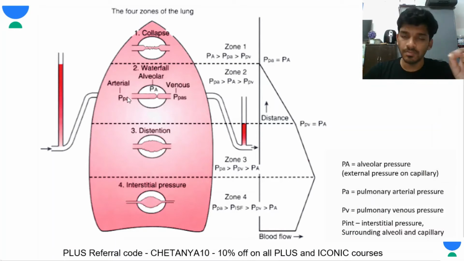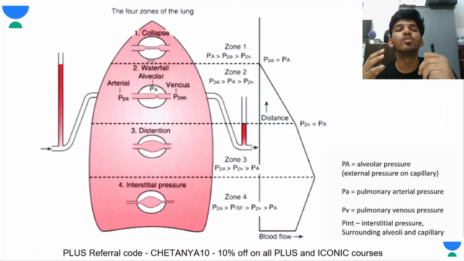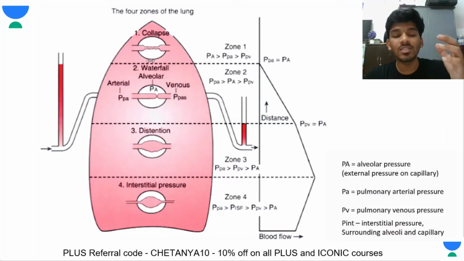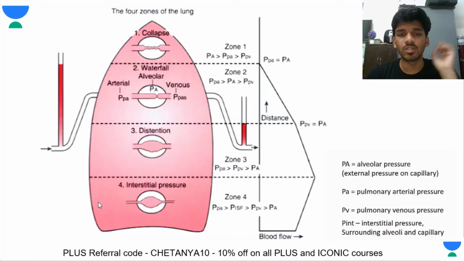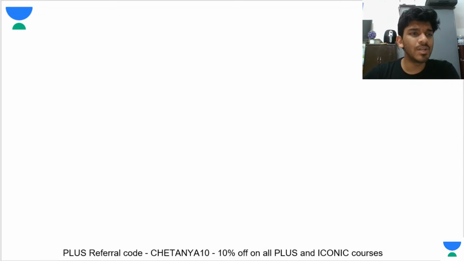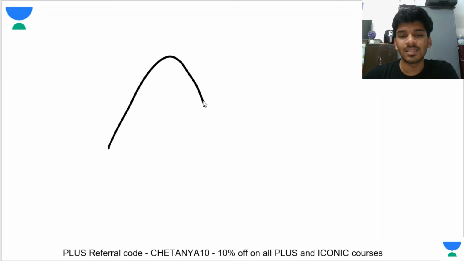Let's first talk about the first zone of the lung. Like I told you, these are all based on how the blood is flowing through these zones, how well those zones are perfused, and what the various pressures are in these particular zones. So what you have to understand here is what pressures we are talking about. Let me draw a very simplified diagram for you. Let's say this is the lung, this is the lung tissue.